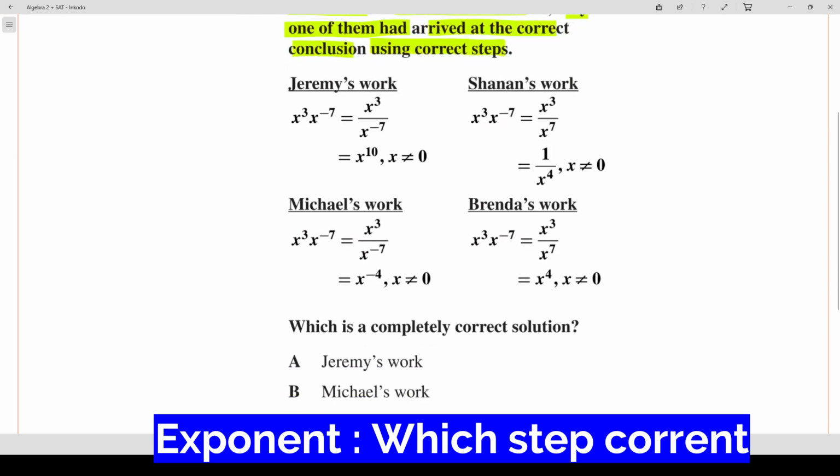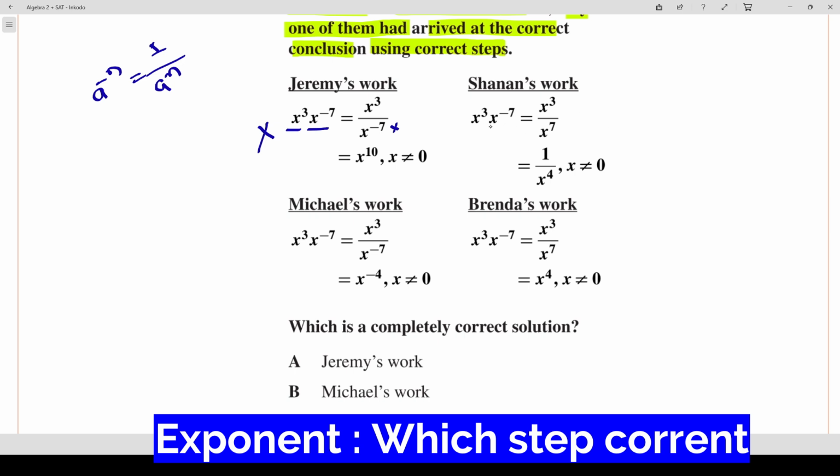So first we have to find out what is happening with Jeremy's work. Here is x to the power 3 times x to the power minus 7. As per negative exponent, we know a to the power minus n means 1 divided by a to the power n. So here, x to the power minus 7 is a negative exponent, but as per the law of exponents, it should be x to the power 7, not negative 7. Therefore, this is incorrect.